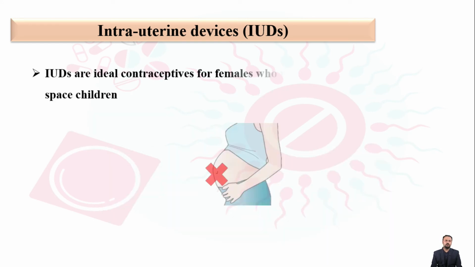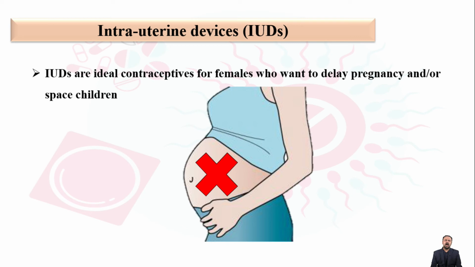Now students, moving on, IUDs are very ideal contraceptive methods for females who want either to delay pregnancy or to space the children. Students, it is surprising that IUDs are one of the most common forms of contraceptive method seen in rural India.